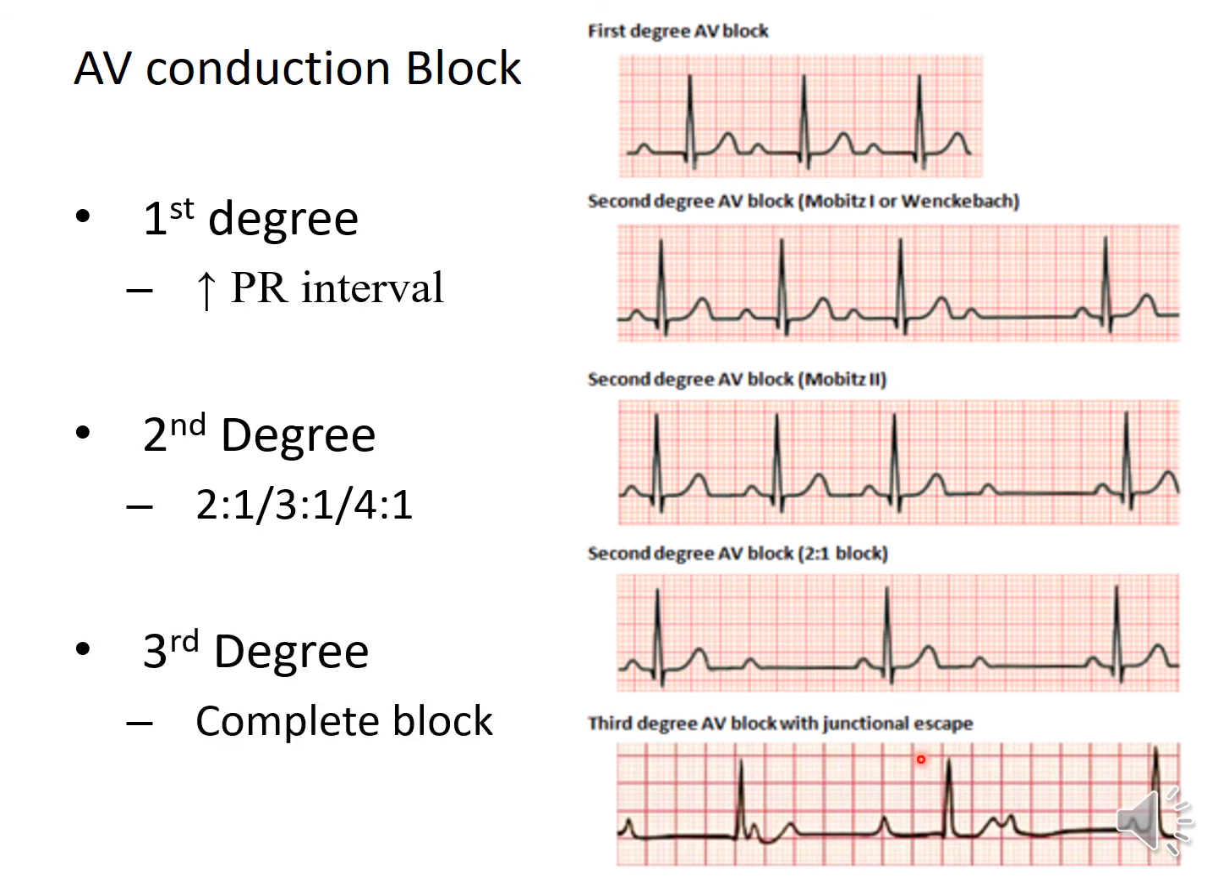But third degree AV block is complete block. So atria beat at the rate of the SA node on its own intrinsic rate, and the AV node starts producing its own intrinsic firing rate. So atria and ventricle beating is not correlated to each other. There is no correlation between P wave and QRS complex. They are not associated with each other, and there is complete block.